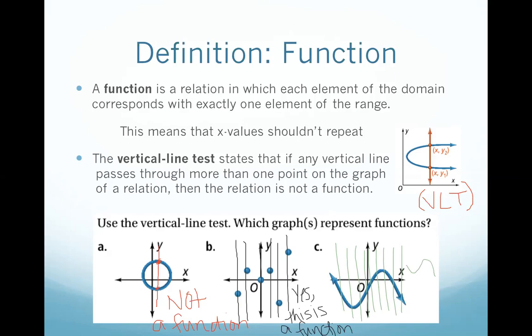If I started going and then I curved back around, that is not a function. That's when I would fail the vertical line test. But graph C never goes back over itself. So yes, it is a function. So we said C is a function, B is a function, A is not a function.